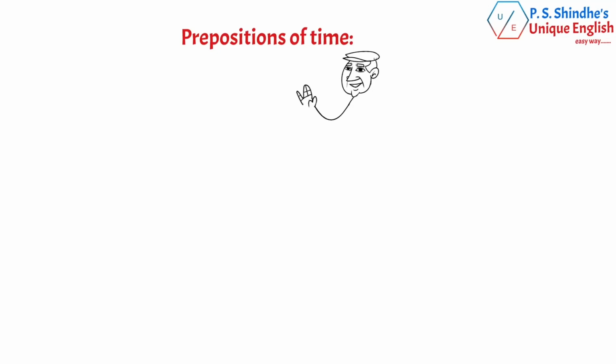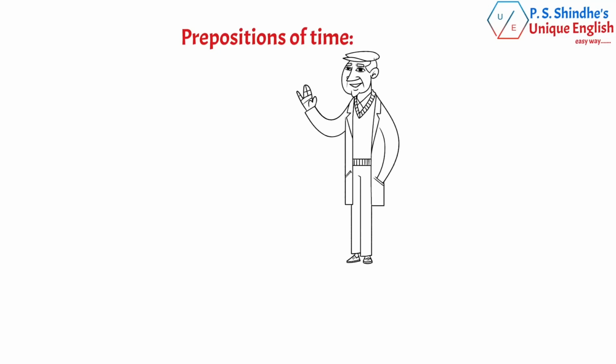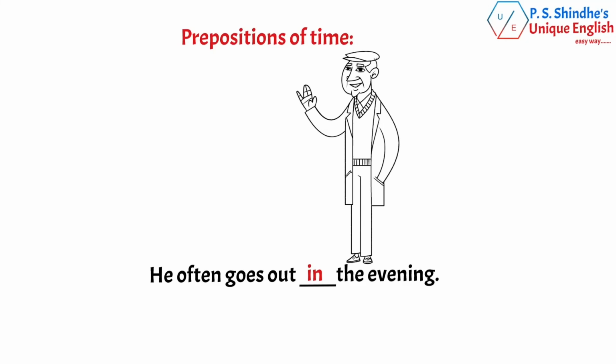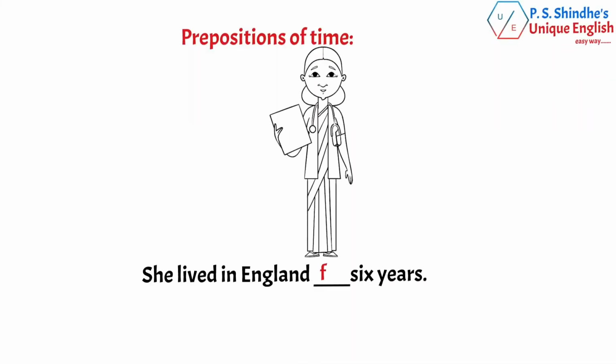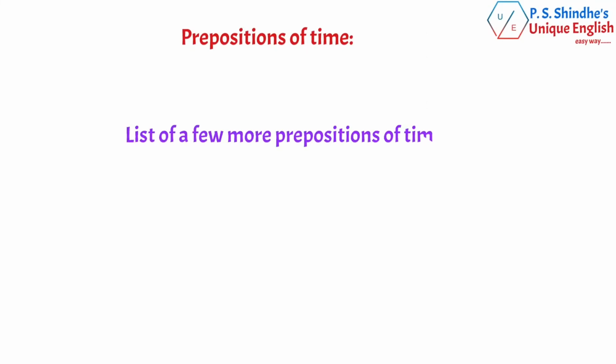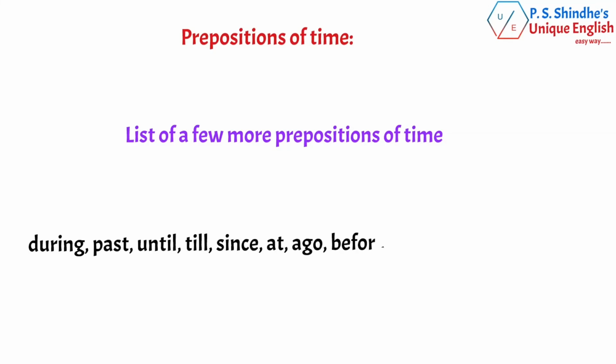Prepositions of time. These prepositions show when or how long an event occurs. For example, he often goes out in the evening. Here the preposition in describes when he often goes out. She lived in England for 6 years. Here, for describes how long she lived in England. Common prepositions of time are on the screen now: during, past, until, till, since, at, ago, before, by, after, to, on, etc.